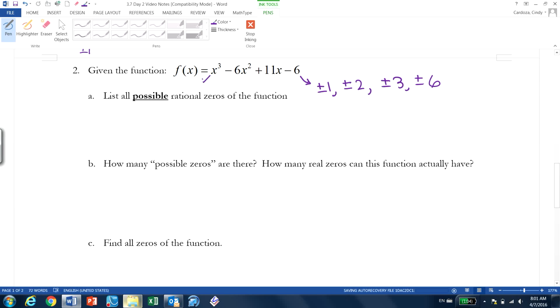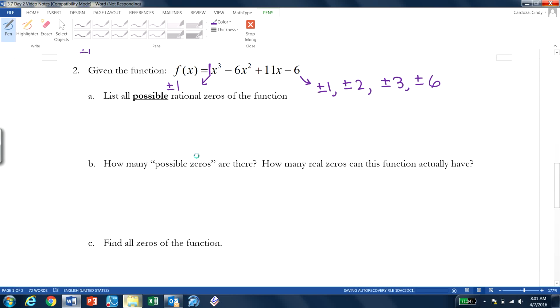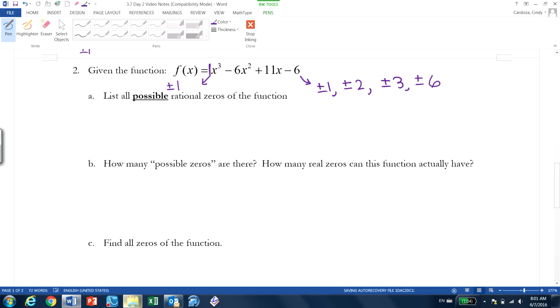What are the factors of 1? Because remember, this coefficient is just 1. So when I divide these by each other, anything divided by 1 is just going to be the number itself. Like 6 divided by 1 is just 6. 3 divided by 1 is just 3. So my list is just this: plus or minus 1, plus or minus 2, plus or minus 3, and plus or minus 6. So if I took all of these numbers and divided them by 1, I would just get these exact same numbers back, okay?